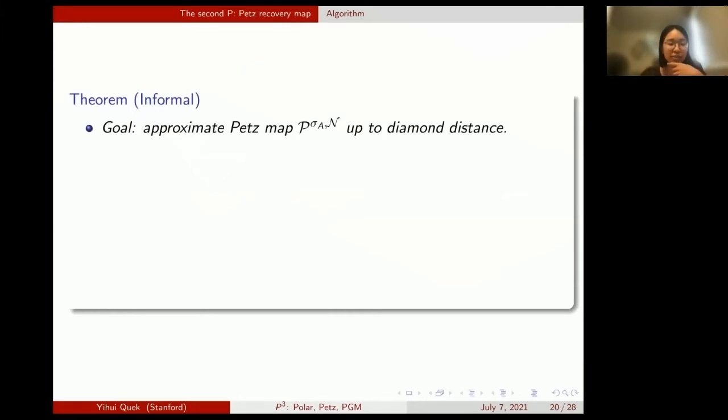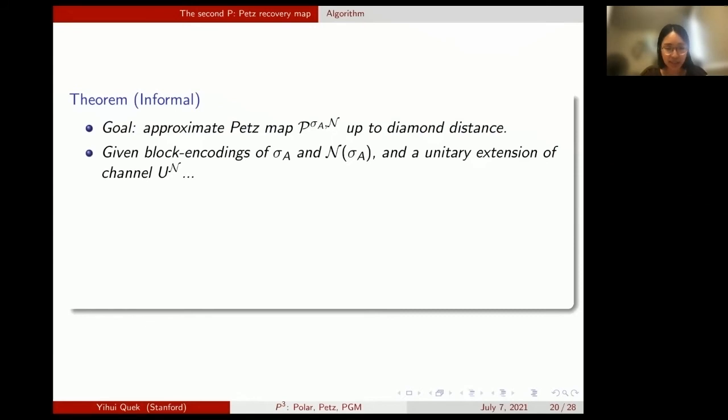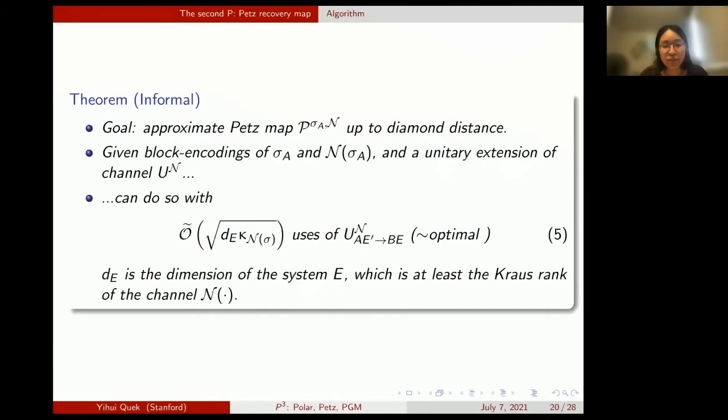Here's an informal description of the theorem that we actually have. Recall that our goal was to approximate the Petz map up to diamond distance. What we are given is some very reasonable assumptions. We have block encodings of the default input state to the map, which is this argument here. We also have a block encoding of the forward channel acting on the default input state. And finally, we have a unitary extension of the channel, which we are going to denote as U_N. We can then achieve our goal with essentially dependencies on all of these things, but we're going to care about the dependence on this U_N. And we can achieve the goal with square root d_E kappa_N sigma uses of this U_N.